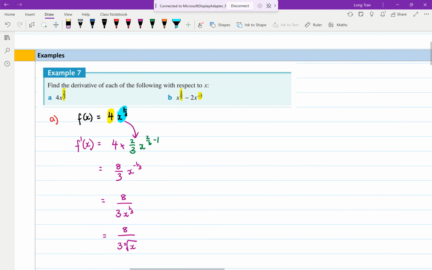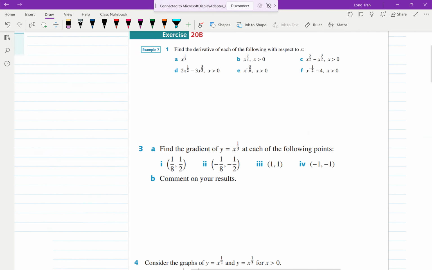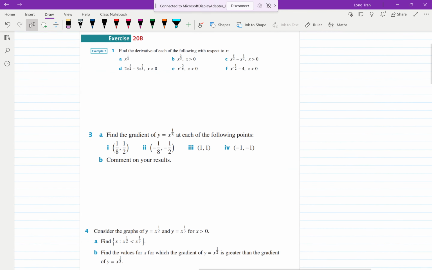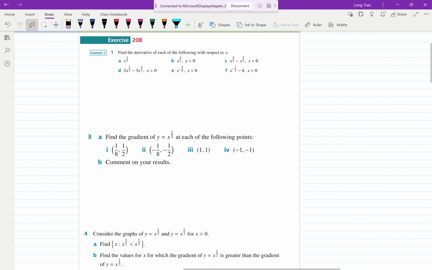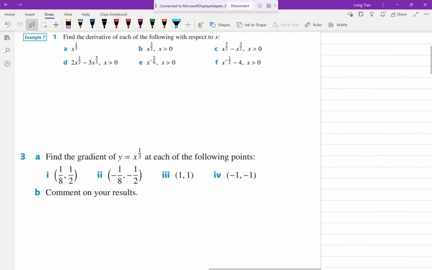All right, so we've done this one. Let's have a look at some of your problems in 20B. I've only selected 1, 3, and 4 for you to do. The reason why is because question 2 and question 5 require you to understand chain rule, and I haven't taught you chain rule yet. This is just to get you to practice.